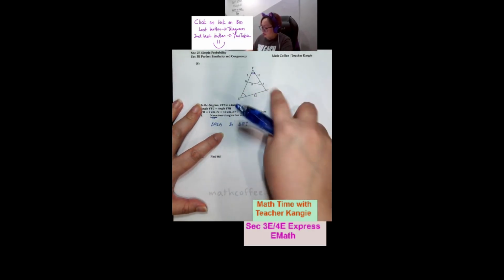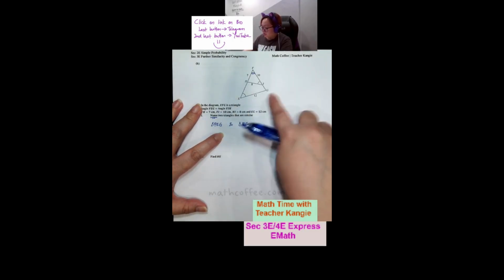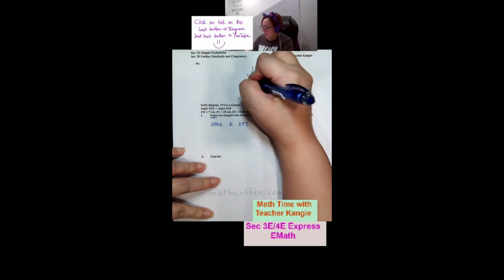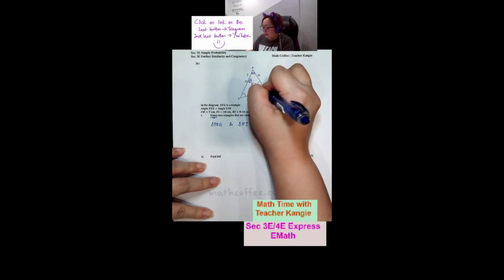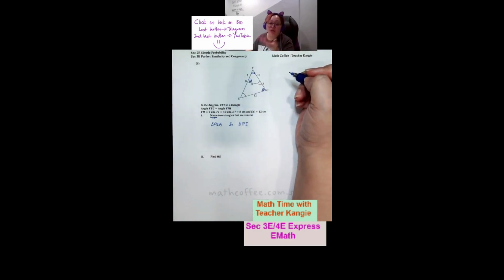Because angle E and angle I are the same. Then come back to here, FEG. So you see, this triangle and this big triangle, you already proved two angles are the same. Naturally, the third angle will be the same. Why? Because angles in a triangle add up to 180 degrees. Whenever you prove two angles are the same, naturally, the third angle is the same.